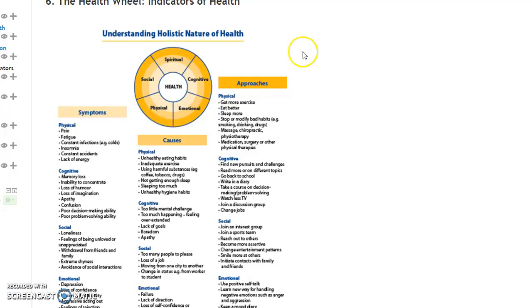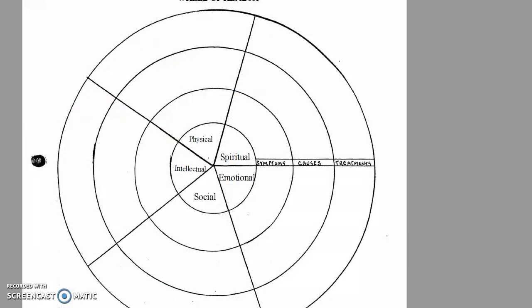So now, to give you a good example of a health wheel and how we fill it out, if you take a look at this one, we have physical, spiritual, emotional, social, and intellectual. You have the symptoms, the causes, and the treatments. So for emotional health, you could say a symptom of emotional health was that you have depression. And then a cause of that depression could be maybe that you failed at something, so failure. And maybe that failure was because you lost a job, or your relationship didn't work out, or you didn't do as well on an exam as you thought you were going to do.